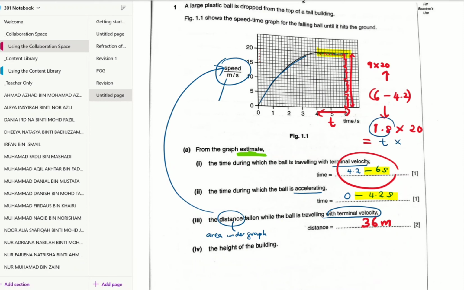Okay, so that's the region. Okay, move on to the next question. Again, we are going to estimate the height of the building, and you must use the graph.